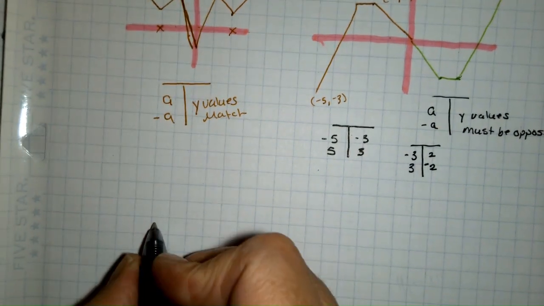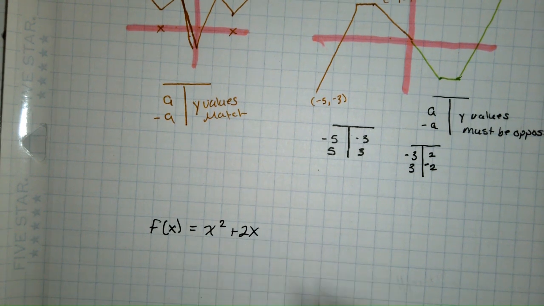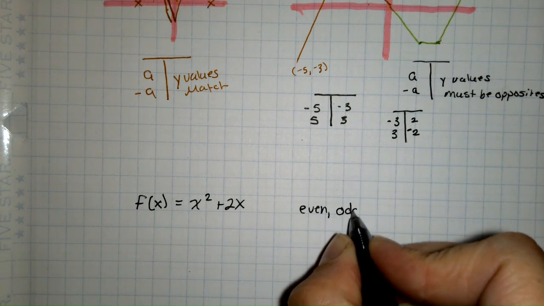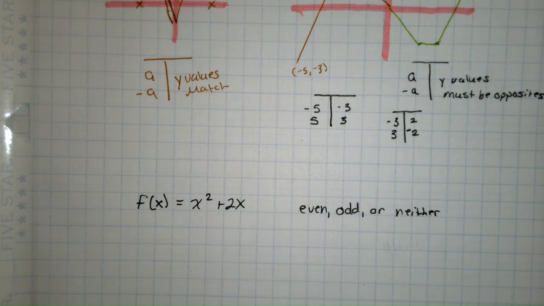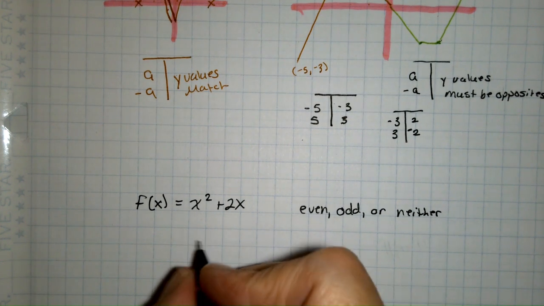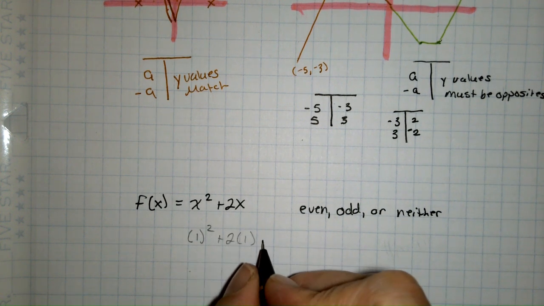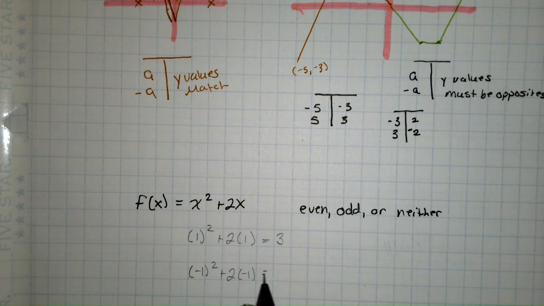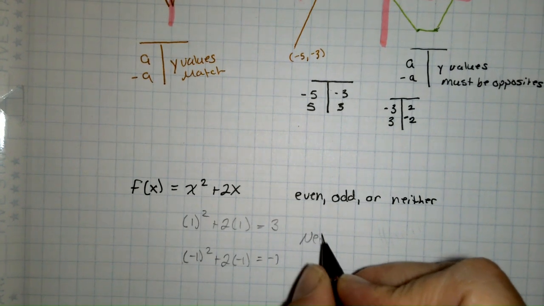Okay. So if f of x equals x squared plus 2x, is it even, odd, or neither? Well, the easy way to do this is just to check 1 and -1. So 1 squared plus 2 times 1 is 3. -1 squared plus 2 times -1 is -1. Okay, the numbers don't match at all. So this is going to be a neither.